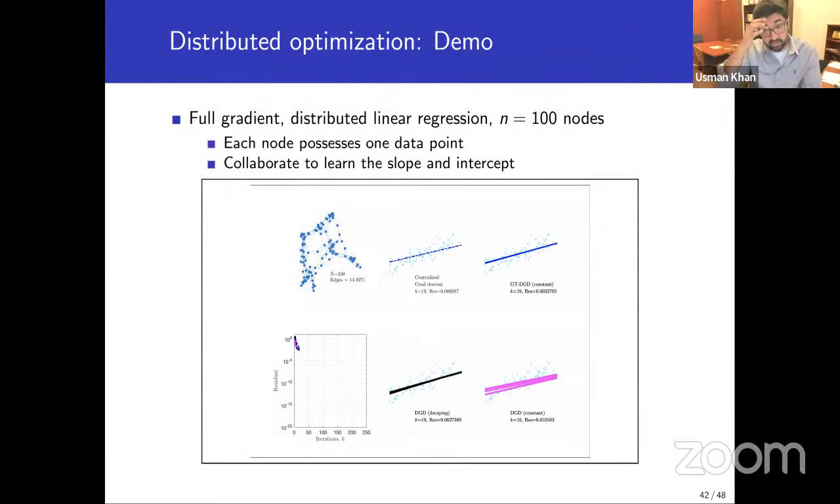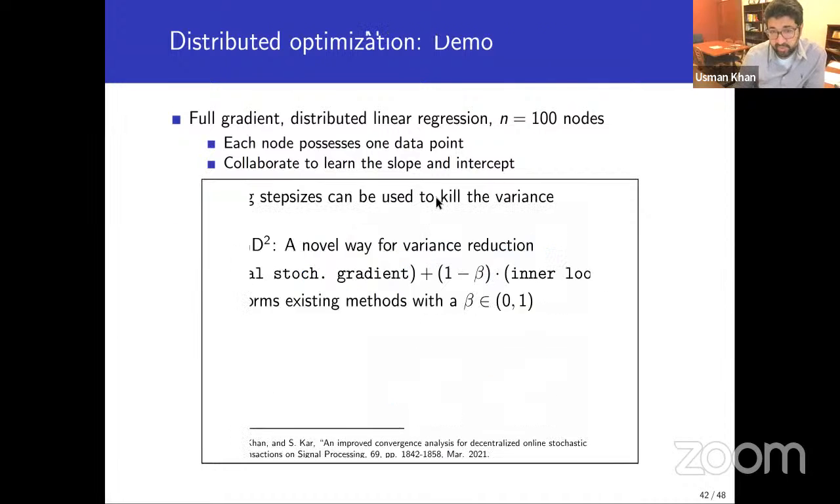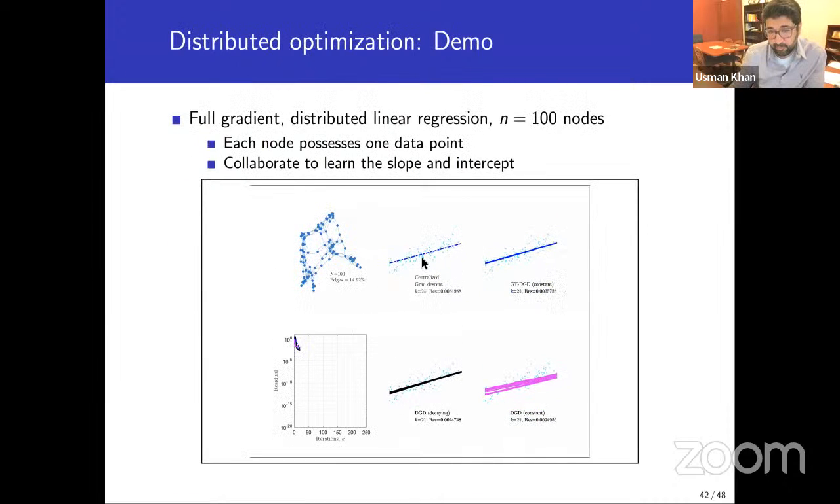And this is a quick demo, but this demo has nothing stochastic going on. Quickly, if I want to describe this, I have 100 nodes. Every node has 1 point in R2. And over these 100 points, you want to fit a line. So centralized gradient descent behaves like this. This is the top middle curve, right? For the slope and intercept, centralized gradient descent is this dashed blue curve, which is fast.